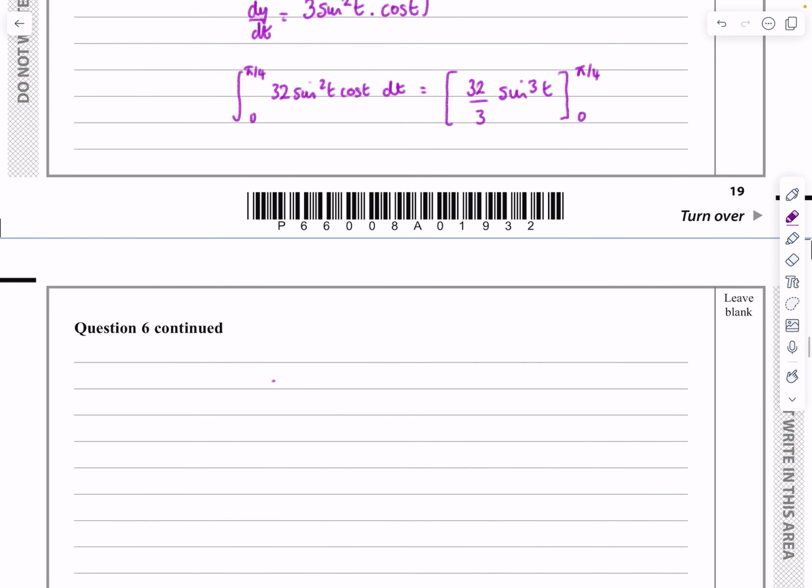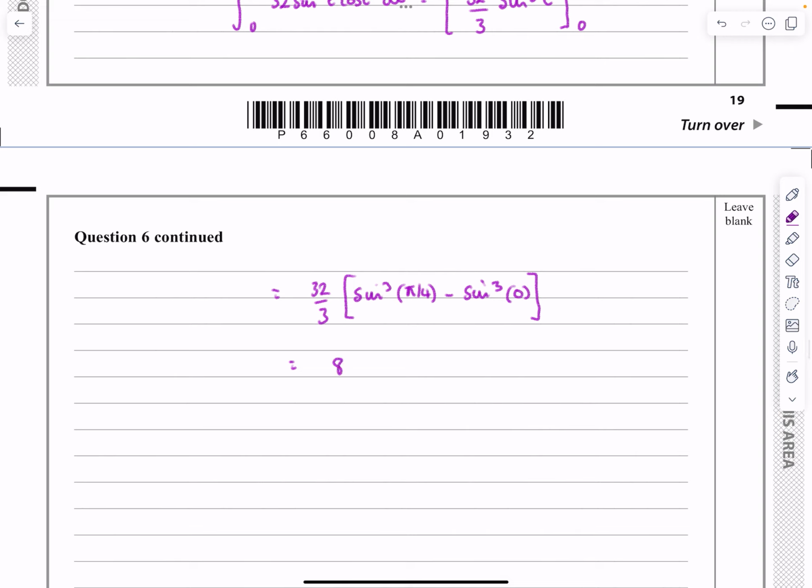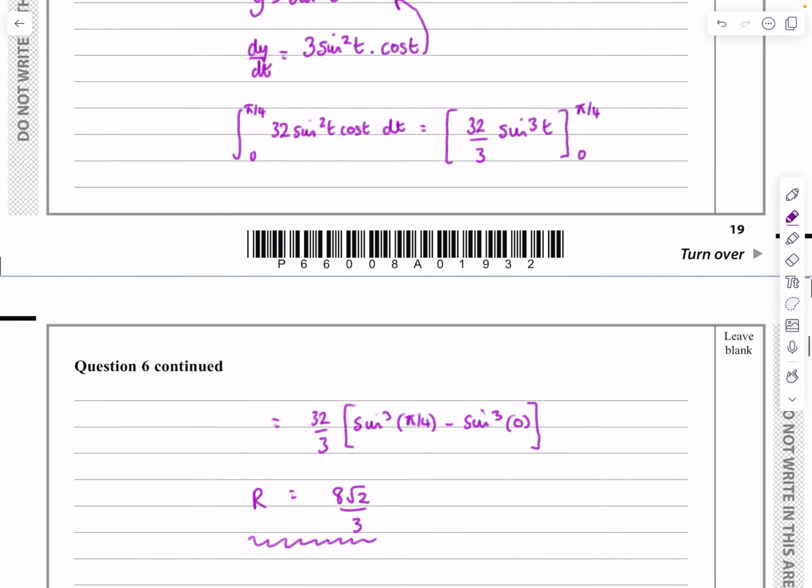It's up to you as to how much work you want to now show with this. Well, obviously we're going to be putting in, so 32 over 3 outside, we're going to be putting in sine cubed pi over 4 minus sine cubed 0. In terms of keeping the video quite brief here, that just works out to be 8 root 2 over 3. That's the exact value then for R.